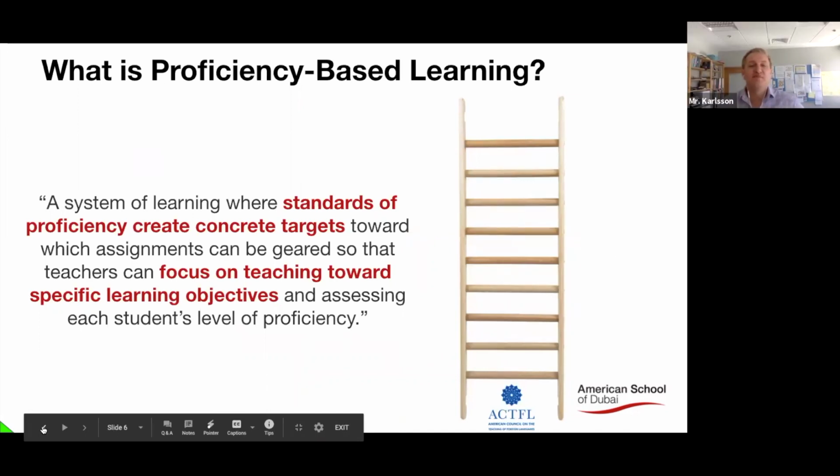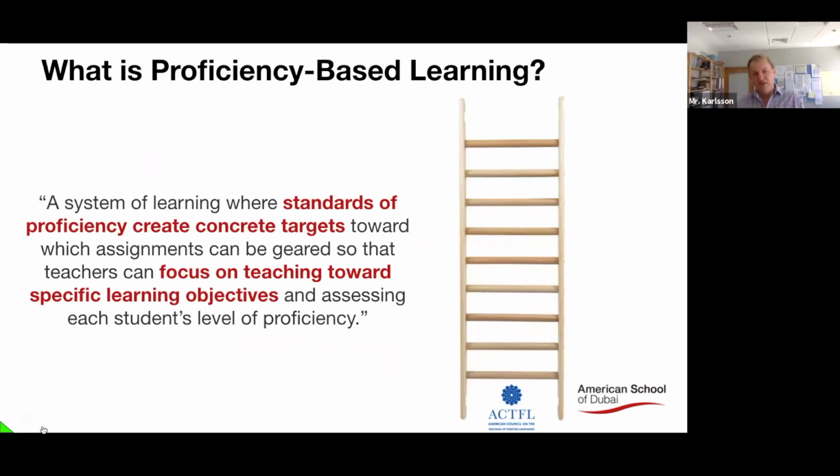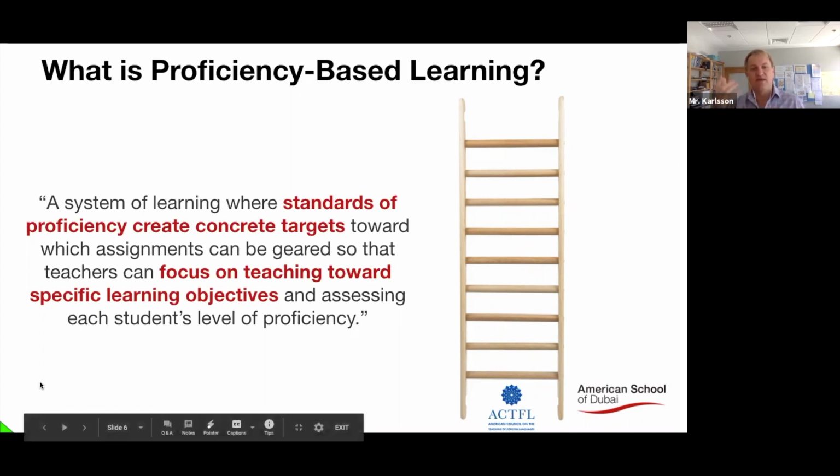Proficiency-based learning is very similar. We use the same ACTFL standards that we use right now, but it's a small evolution. It's really about making sure that each step on that ladder is really, really clear to you. You can see it before you go up it. You can see where it is, and you know that you need to get to that step before you get to the next one. Proficiency-based learning is really just making sure that all of those steps are clearly articulated and that the focus is on teaching towards the next step and the next step and the next step.